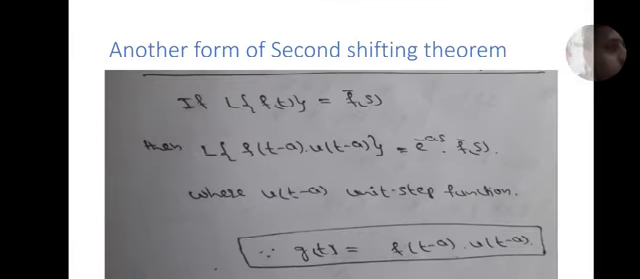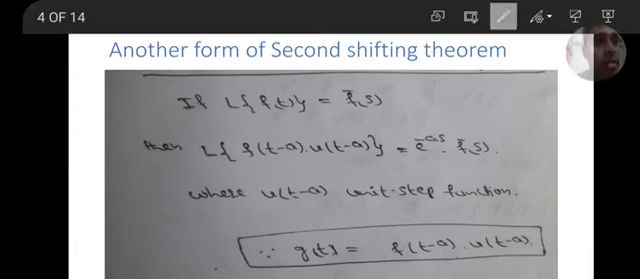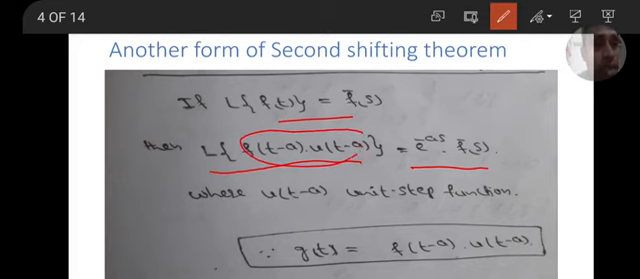Now, another form of the second shifting theorem. If L of f of t equal to f bar s, then L of f of t minus a into u of t minus a equal to e to the power of minus as into f bar s. That is, the small g of t in the second shifting theorem can be written in this way.